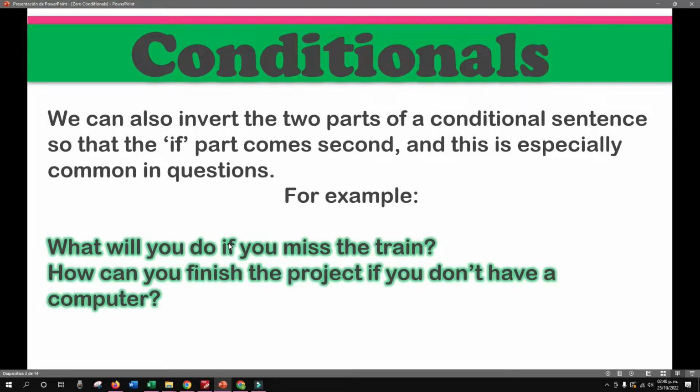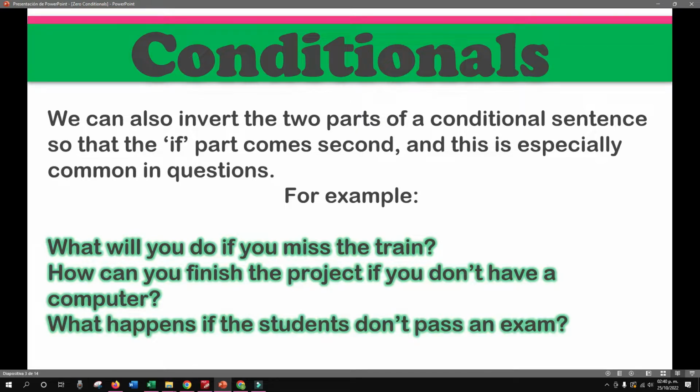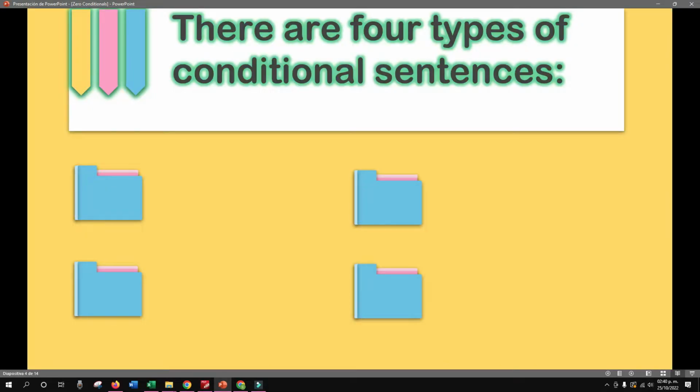Or how can you finish the project if you don't have a computer? What happens if the students don't pass an exam, right? Entonces, acá we switch, right? The conditional, right? The first sentence with if, it will be at the end, right? So, there are 4 types of conditional sentences.